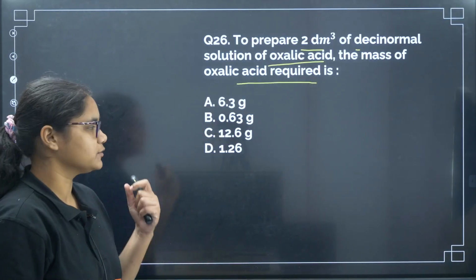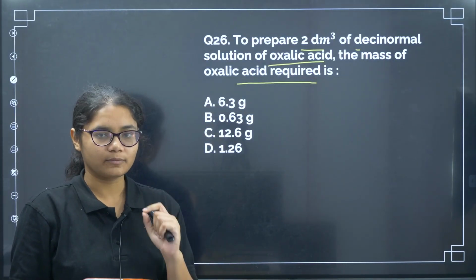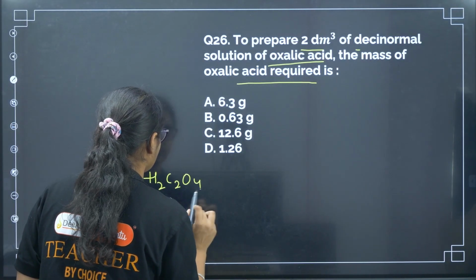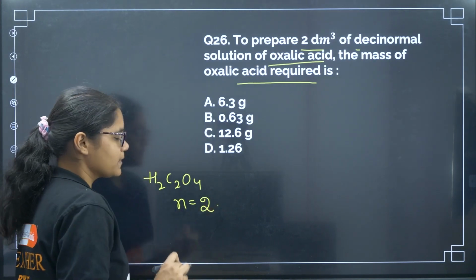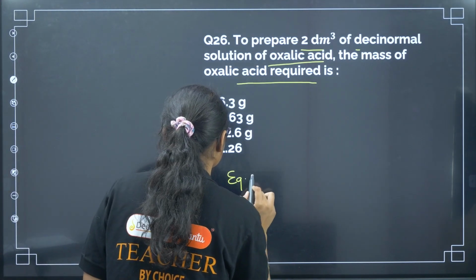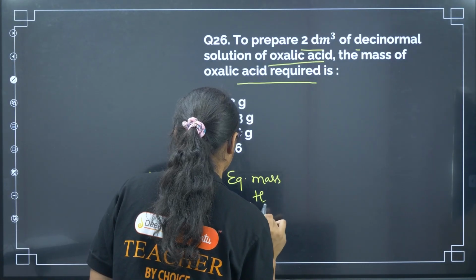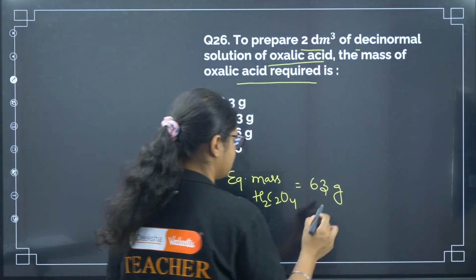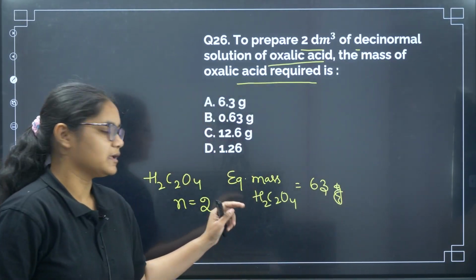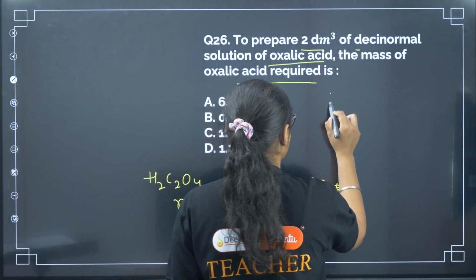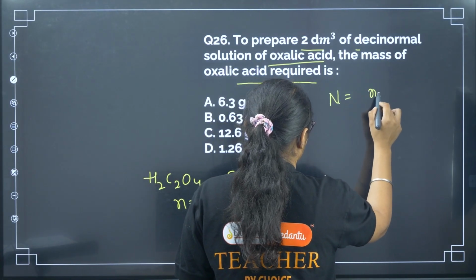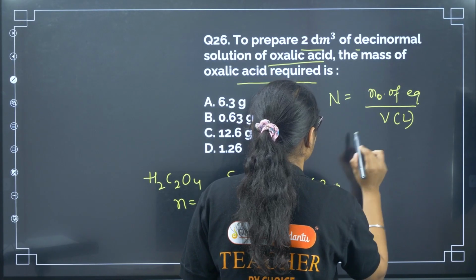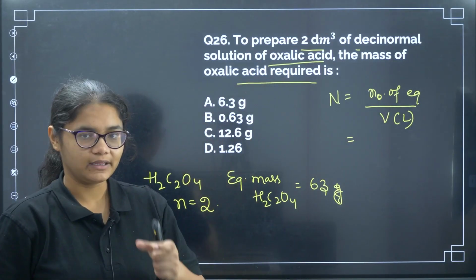Next, to prepare 2 decimeter cube of decinormal solution of oxalic acid, the mass of the oxalic acid required is, okay, so this question is from your concentration term, normality, right? So for oxalic acid, the formula of oxalic acid is H2C2O4, n factor for this one is 2. So if you calculate the equivalent mass of H2C2O4, it is 63 gram. 63 is the equivalent mass of H2C2O4. Now normality formula is what? Number of equivalents by volume in liter, right? Number of equivalents is what? Given mass by equivalent mass.